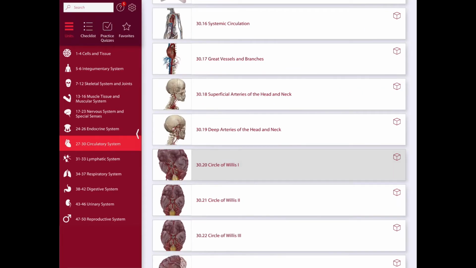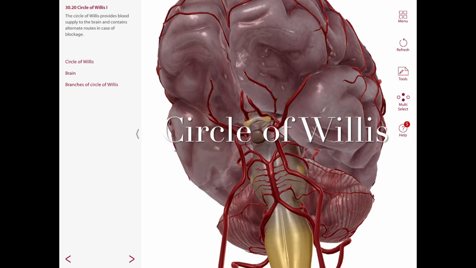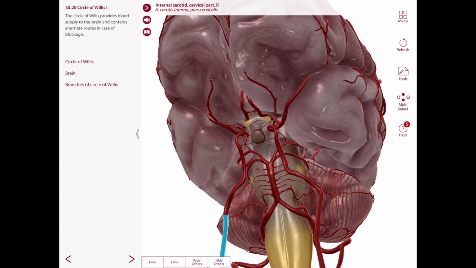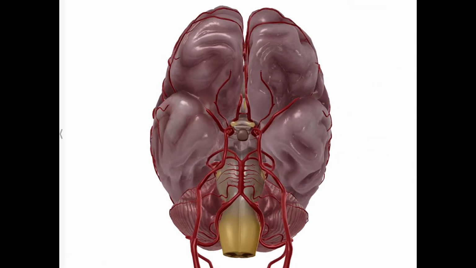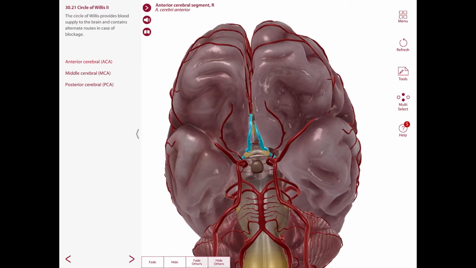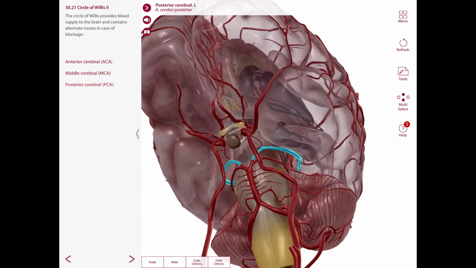Now let's discuss the ones that go to the brain. The circle of Willis is one of the structures that supply the brain, and mostly these arteries come from the internal carotid arteries. So they're forming the circle of Willis. And so the circle of Willis, you can see, will give you some branches like the anterior cerebral artery, middle cerebral artery, and the posterior cerebral artery.